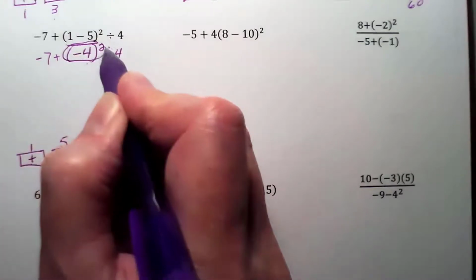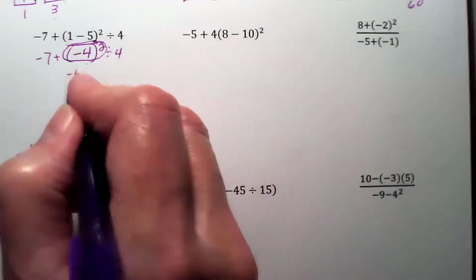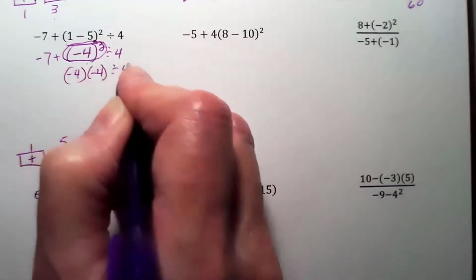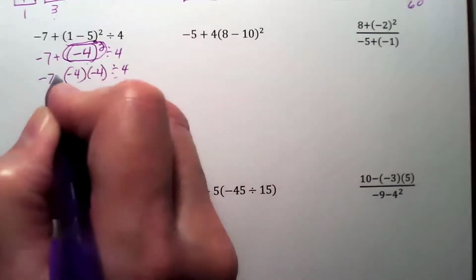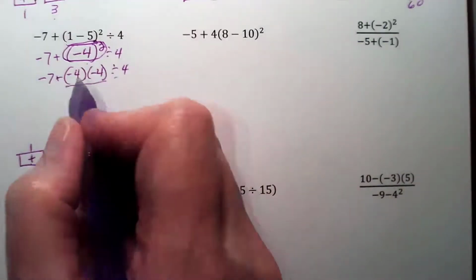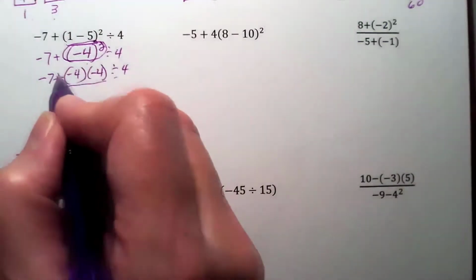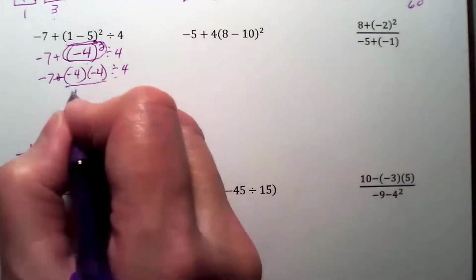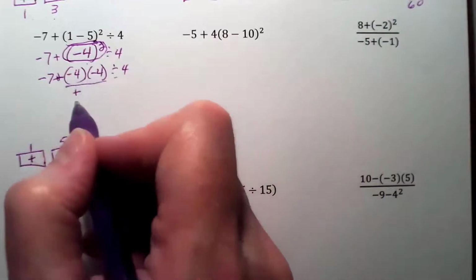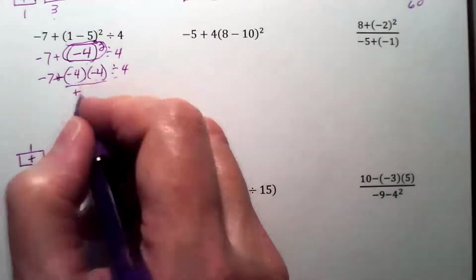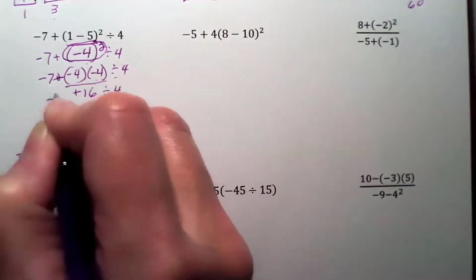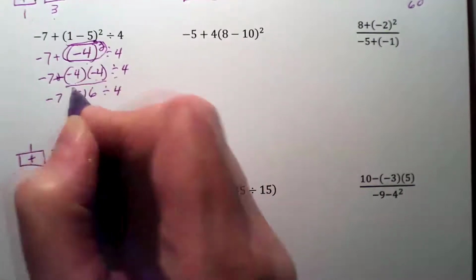So I'm doing negative 4 times negative 4. It's still divided by 4 and it's still negative 7 plus. Now I'm just doing multiplication. Negative 4 times negative 4, that's 2 negatives, so I have a positive answer because 2 is an even number. An even number of negatives gives me a positive answer. 4 times 4 is 16. I still have divided by 4, and I still have negative 7 plus.